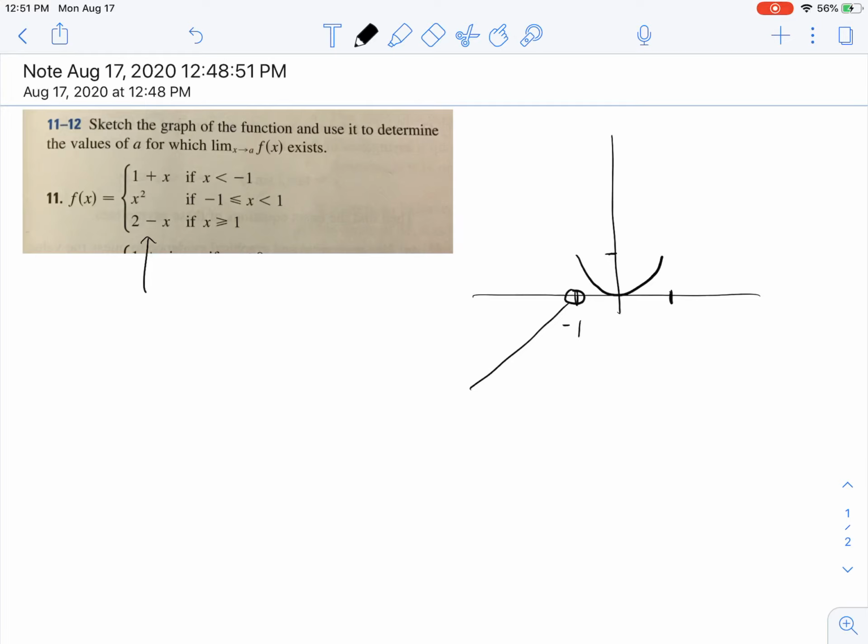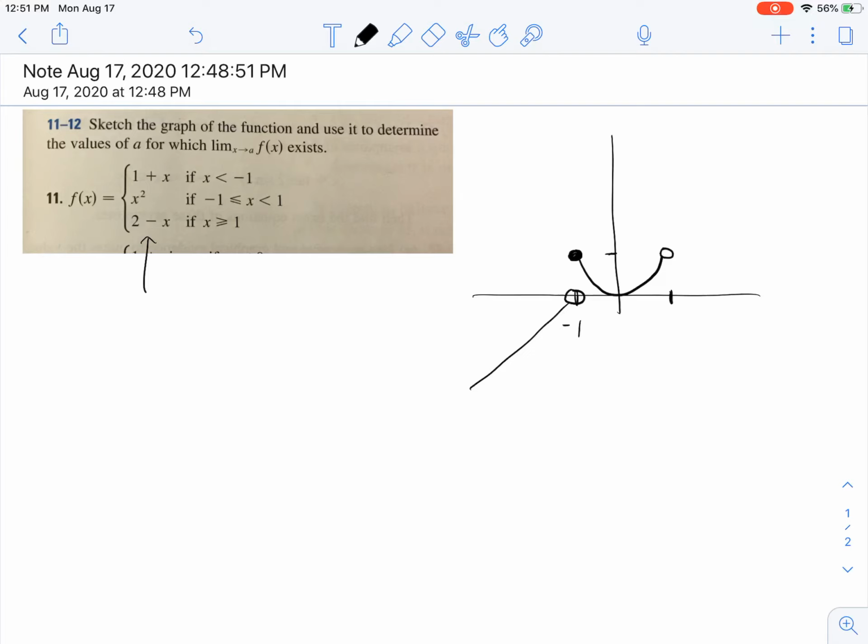Now we've got to figure out, do we include the endpoints or not? Well, since this is less than or equal to here at negative 1, we include this endpoint. On the other end, at 1, we don't have an equal bar there, so this is not included here.